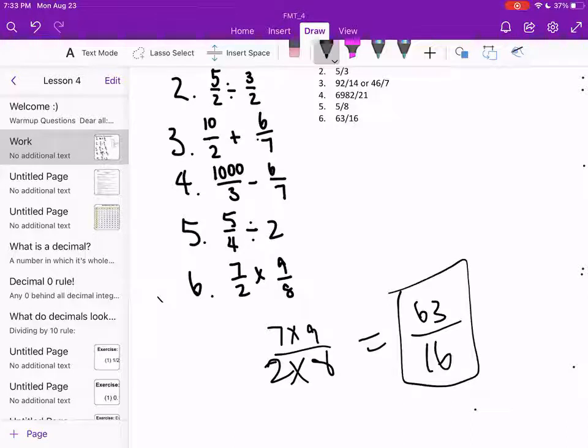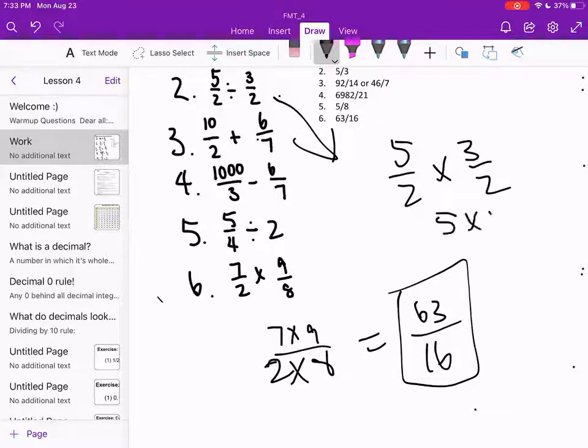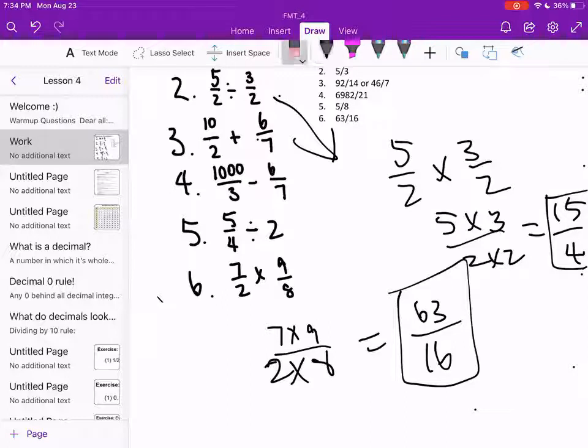So yeah, you just multiply everything together, right? Like if I just take 5 over 2 times 3 over 2, I can just look at that really quickly and I'll say 5 times 3 over 2 times 2, right? And then 5 times 3 is 15 and 2 times 2 is 4. So then that'll be my answer. See, really quick. All right, good job.